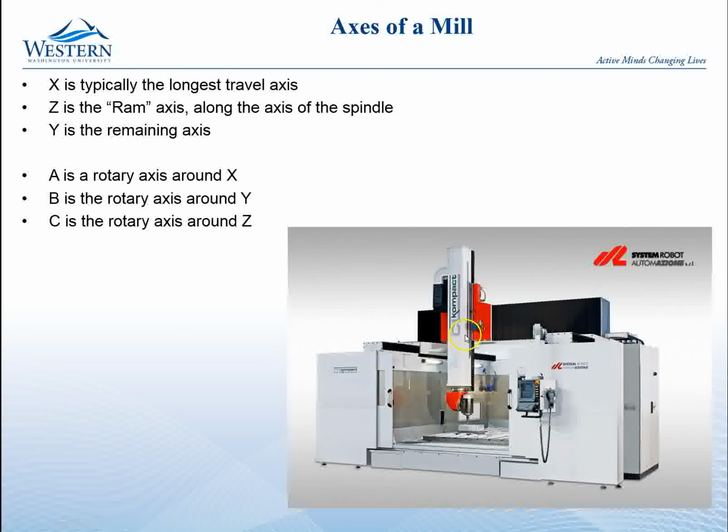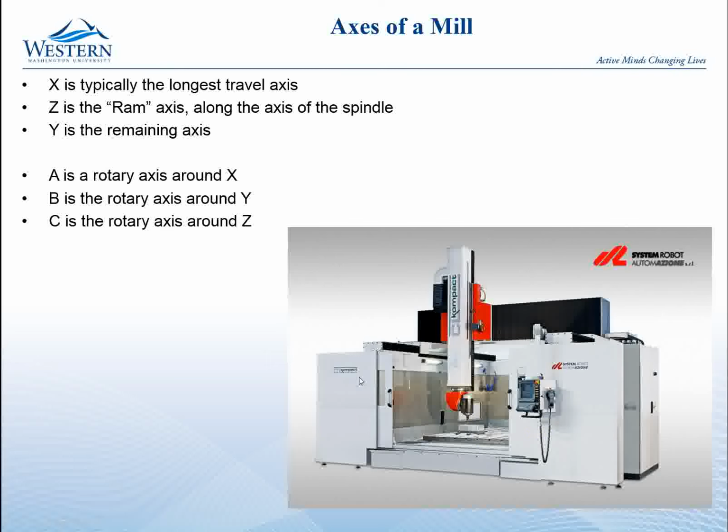Z is the axis along the rotation of the spindle. So wherever the rotation of the spindle is, whether that's vertical in a machine like this or horizontal in a different machine, Z is along that axis. And then Y is the final axis. So it's the shorter dimension but perpendicular to the spindle of the tool.